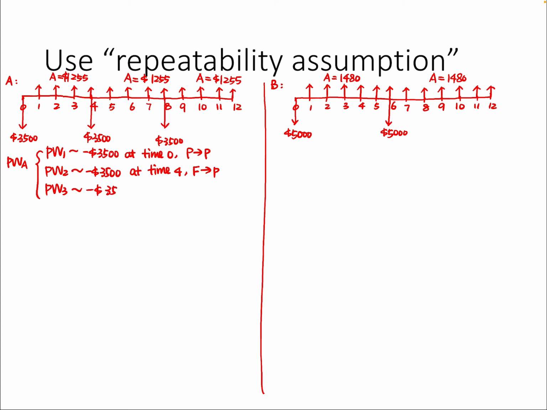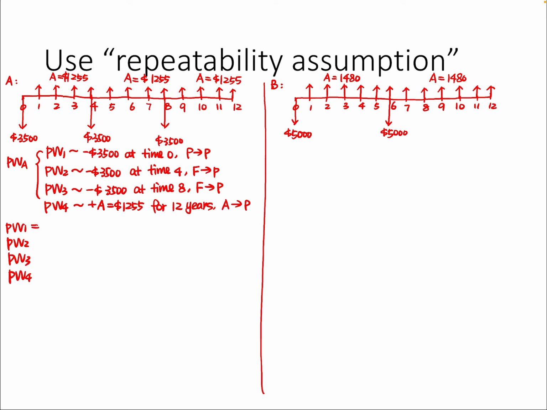PW3 is the third 3,500 you paid at time what? Time 8. So still it's a future worth converted to present worth. And the PW4 is all the positive annuities. Okay, for how many years? 12 years. So it's to convert the annuity to present worth. Okay, and then you just need to calculate the PW1, PW2, PW3, and the PW4.